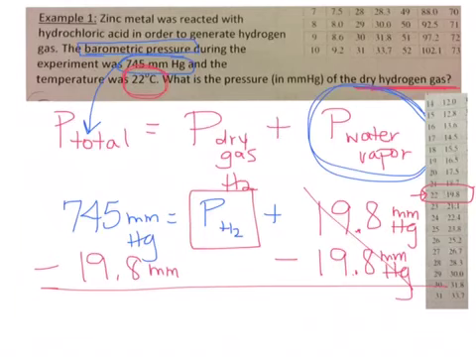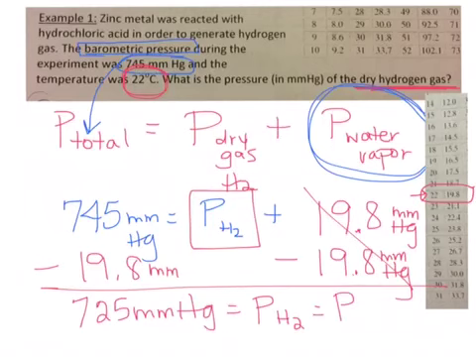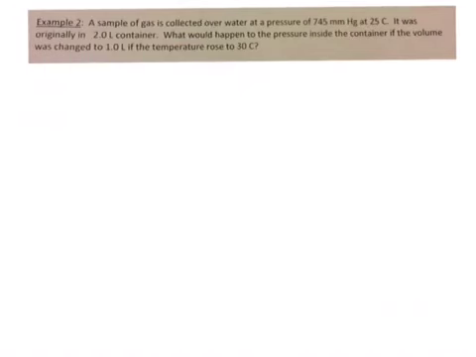And when I do that, I find out with sig figs this time that my answer is 725 millimeters of mercury. And that is the pressure of my hydrogen, or the pressure of the dry gas. So basically, we just took our water out of the picture. So what does this look like in a real problem? Here we go. Last one. In example 2, here's what you've got to be looking for.